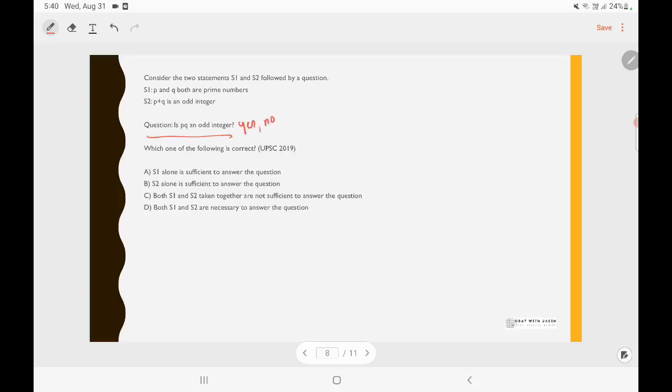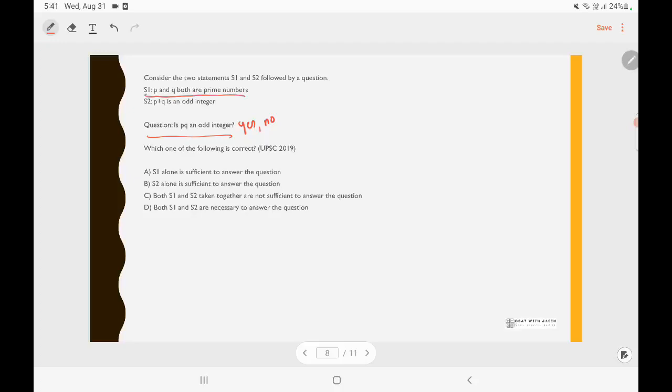Even if your answer is no, then you are answering the question, right? So we need to check whether the statements given are sufficient for you to answer this question as a yes or no. So let's take the first statement. The first statement states that P and Q are both prime numbers, right?